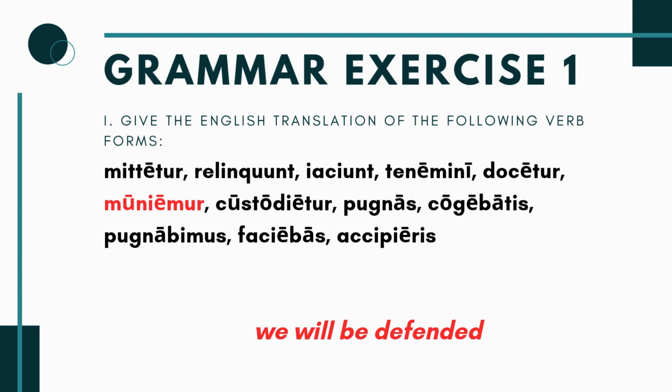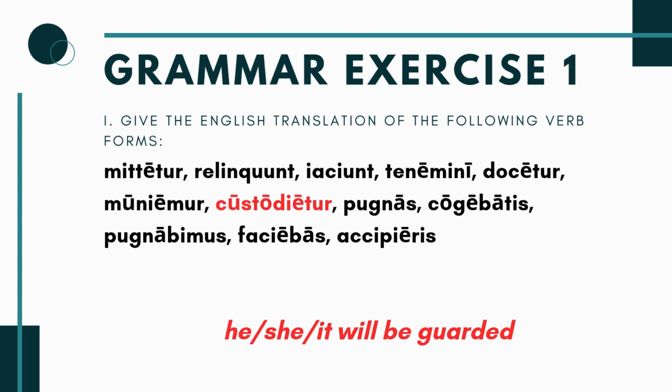Next, you have muniemur, right? This is the verb to kind of defend or fortify. Here we have a passive voice verb, but because it's munio, munire, right? It's fourth conjugation, the E does make it future tense. Think A and 5 E's, right? This is why knowing the conjugation of your verb is so important. So muniemur means we will be defended, right? It's first person plural, passive voice, we will be defended.